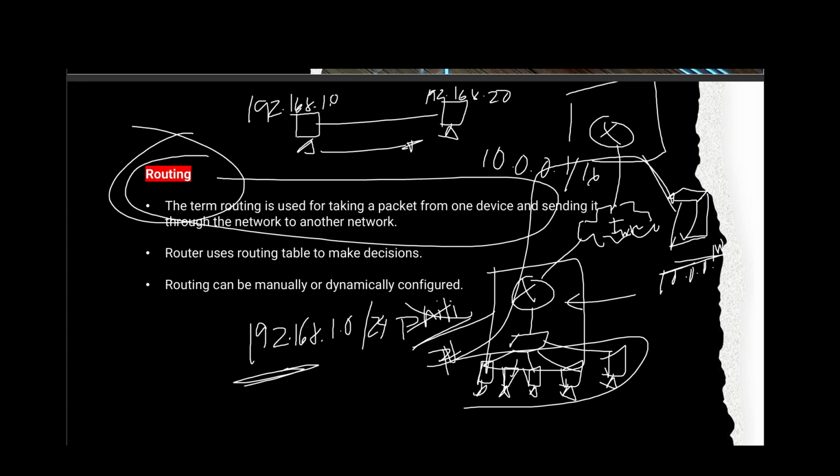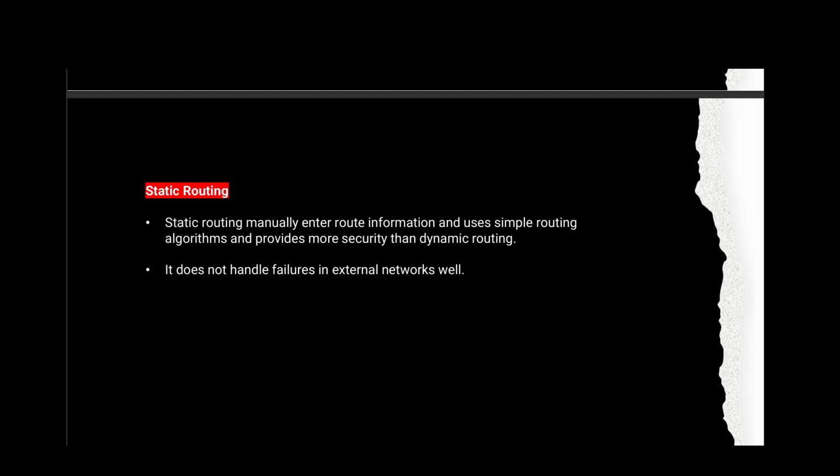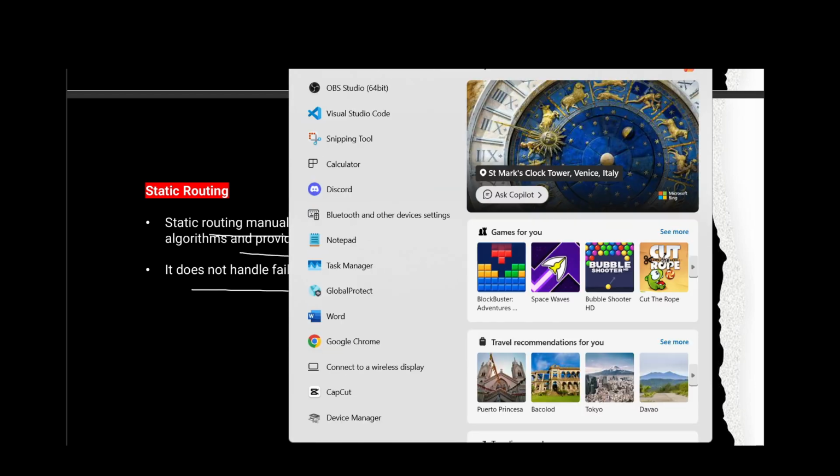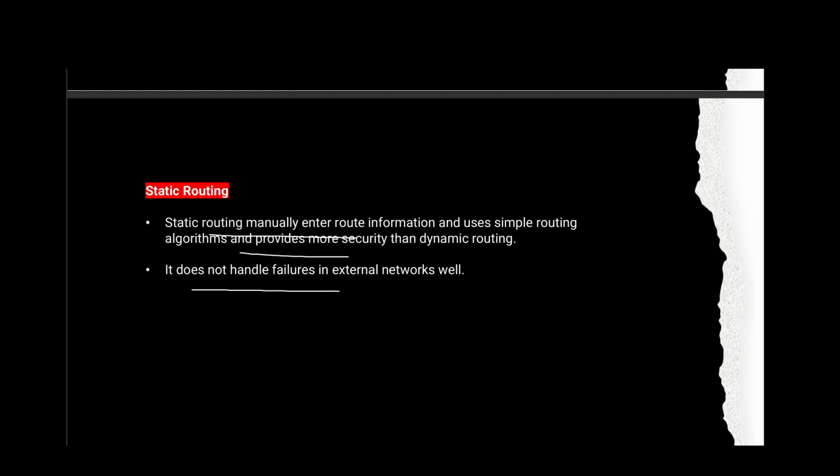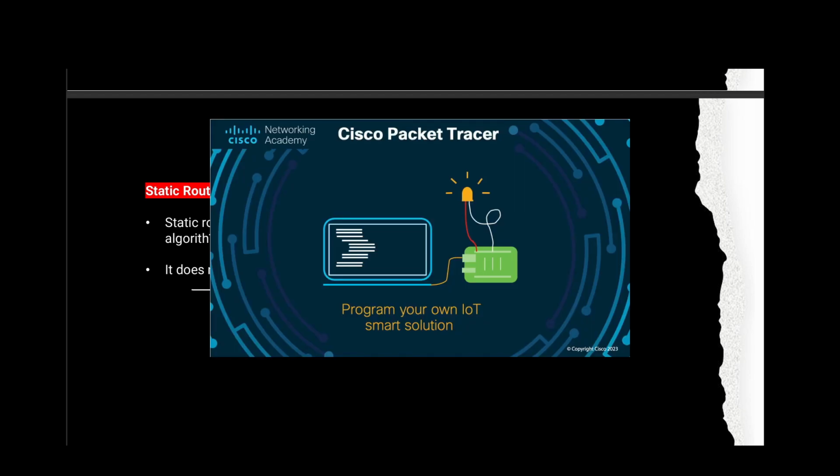So that's the reason why we have to study routing, and that's the main purpose why we need to learn this technology. It says here that a router uses a routing table to make decisions. We're going to explain that later on. Routing can be manually or dynamically configured. Static routing is where you manually enter route information. It uses simple routing algorithms and provides more security than dynamic routing, but it does not handle failures in external networks well. So the first form of routing that we're going to discuss would be static routing, because it's very easy to configure.